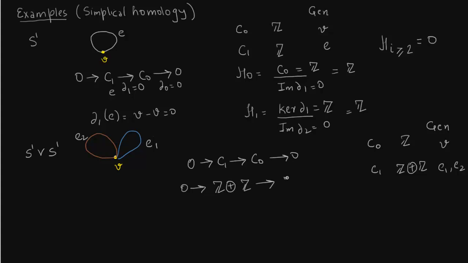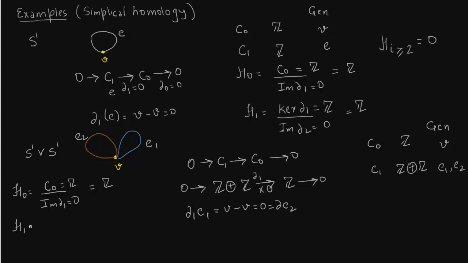So notice that the map delta 0 is always 0. So for H0 we don't have to think much, it is always C0 over image of delta 1. So what is image of delta 1? As before, acting on edge E1 it is vertex minus vertex, which is 0. Now this is the same for delta of E2. So this is the zero map. So obviously kernel of delta 1 is now Z plus Z because everything gets mapped to 0. So we start with H0, C0 over image of delta 1. Delta 1 is just 0, so this will be Z.